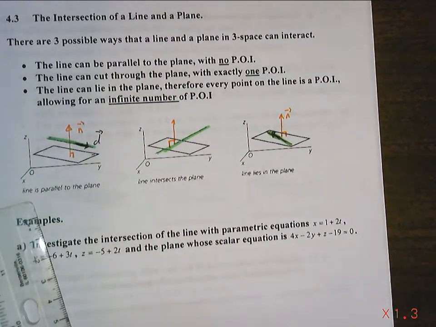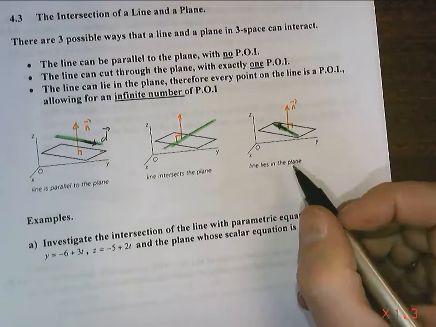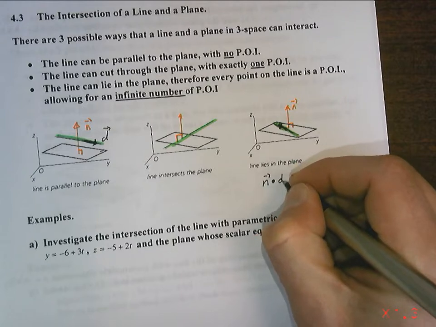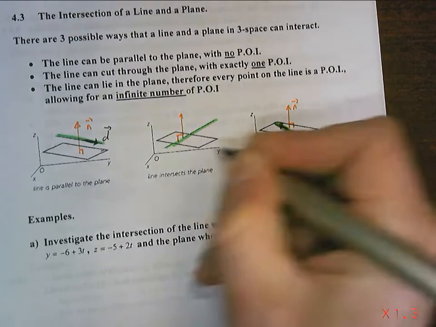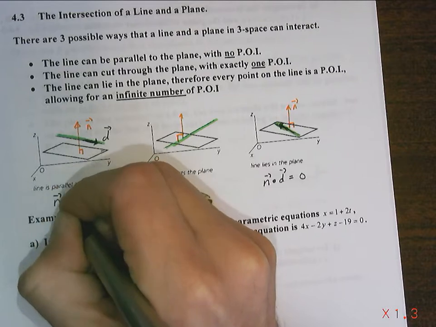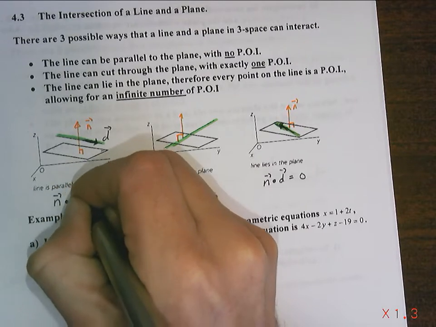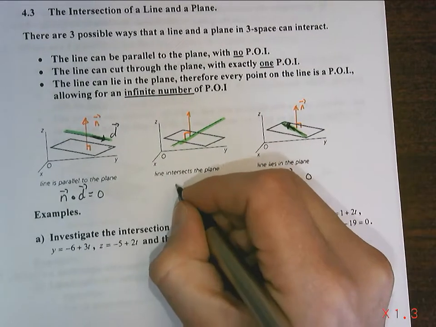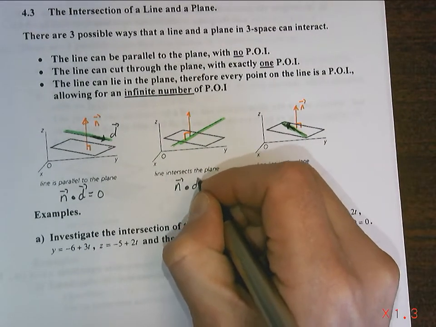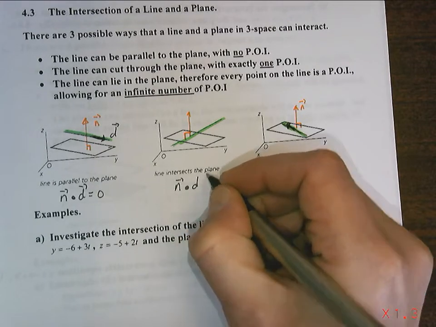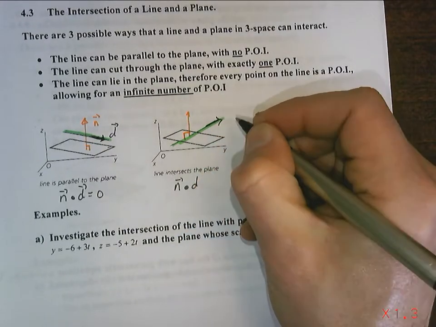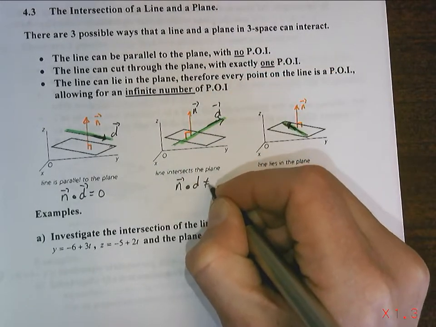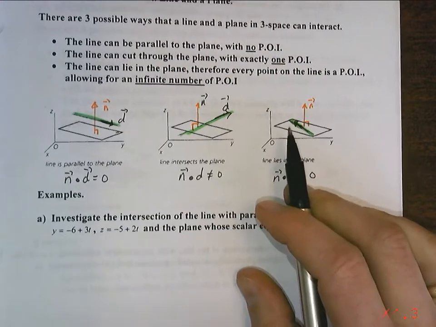And what we're going to come down to is looking at the normals. Notice that this normal of the plane dot the direction vector of the line will be 0 in both of those. And in this one, the dot product of the normal from the plane and the direction vector of the line, so here's the direction vector of the line, there's my normal, is not going to be 0. So that's going to be one way that we can help to identify.